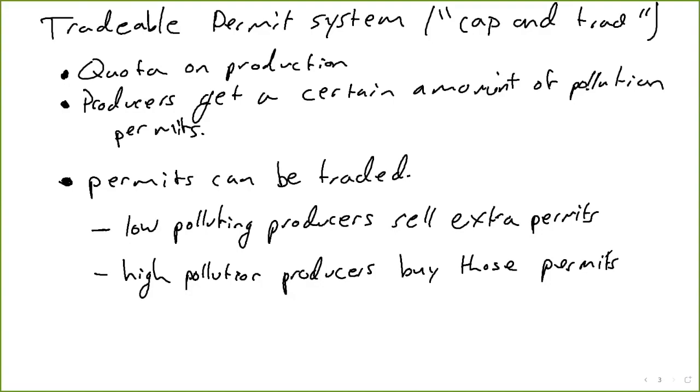And so what ends up happening is effectively you're subsidizing the low pollution firms and taxing the high pollution firms, right? Because when the low polluting producers sell their permits, they get extra cash for not polluting, and the high polluters have to buy extra permits, and so you're effectively taxing them. So it's a good way to encourage low pollution. And the beauty of this system is there's no calculation to be done. You just set the quota, distribute permits, and then the market will figure out the best way to reach that quota.